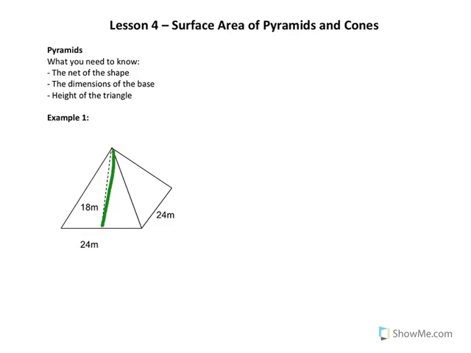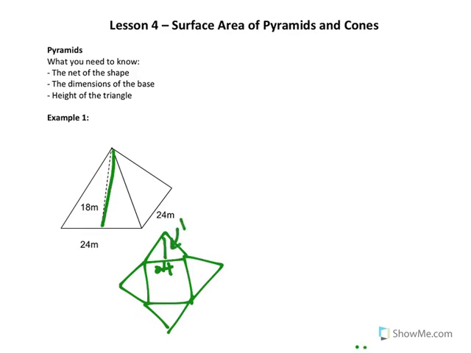So our first example is a little bit easier because it gives us the slant. So we're going to start with a net. This is a square pyramid. So we have a square with 4 equilateral triangles. So we have a base of 24 by 24, and this slant becomes the height of the triangle. So if we look at this, we have 1, 2, 3, 4 triangles and 1 base.